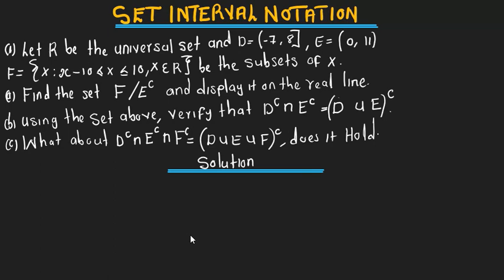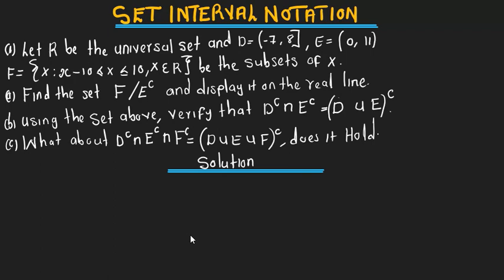So we have this practice question, and it's saying we let R be the universal set and D equal to (7, 8], then we have E, the set of 0 to 11, then we have the F that is saying it is the range from negative 10 to 10, where x is a member of all real numbers, and we have been told that the sets D and E should be subsets of x. Then we find the set F slash E complement and display it on the real line.